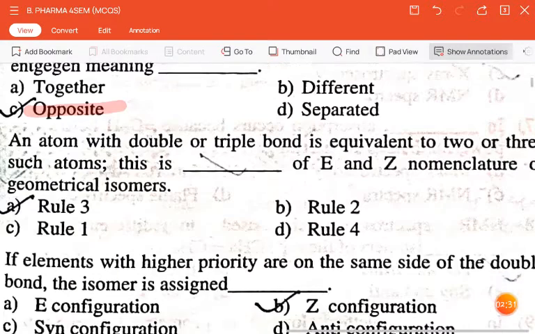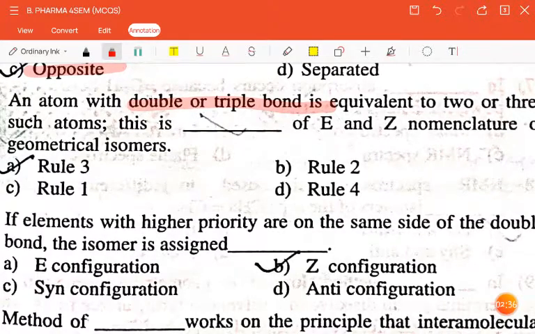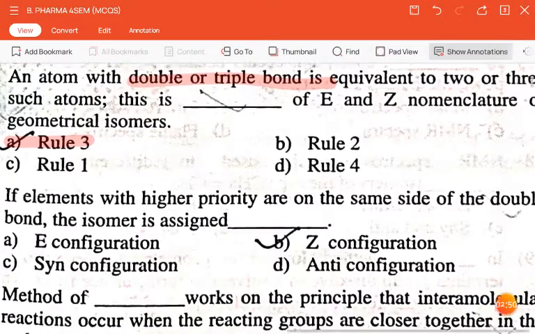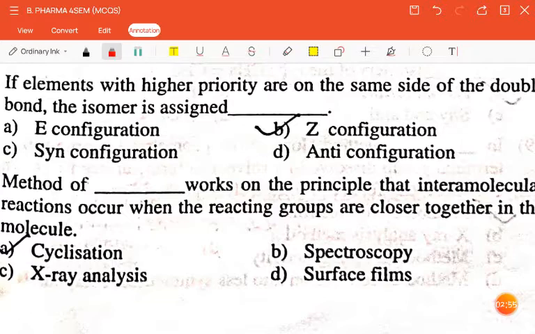The next question is, an atom with double or triple bond is equivalent to 2 or 3 such atoms. This is dash of EZ nomenclature of geometrical isomerism. Rule 3, Rule 2, Rule 1, Rule 4. So the correct answer is Rule 3. The next question is, if elements with higher priority are on the same side of the double bond, the isomer is assigned E, Z, Syn, Anti configuration. So the correct answer is Z configuration.